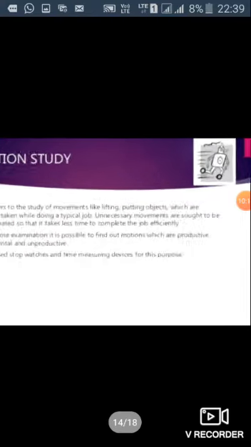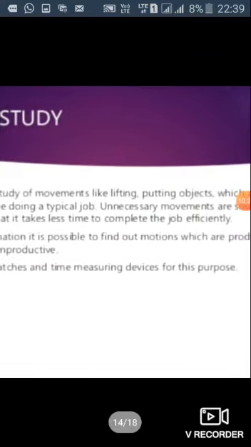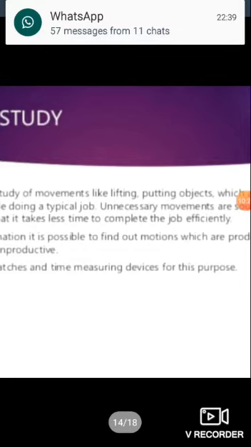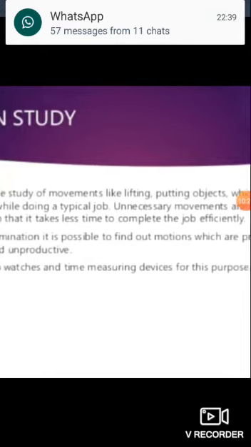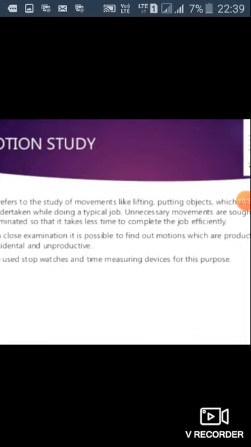Next is motion study. As I told you, what is motion? Motion study involves the study of movements like lifting, putting objects, sitting position. This study sees what kind of movements the people who are working have to do frequently. Are the movements necessary? If the movements are not necessary, they should be avoided.